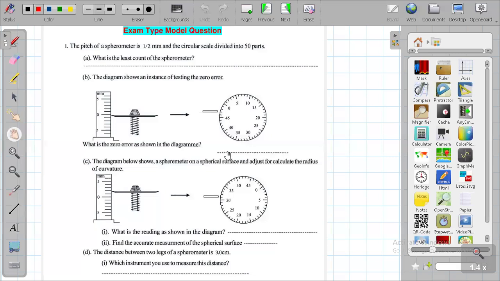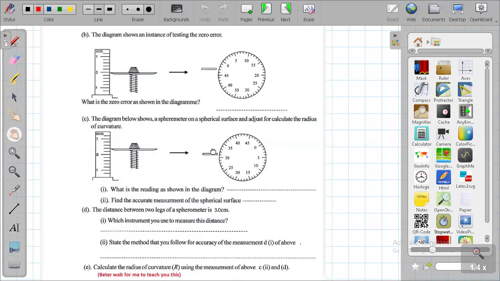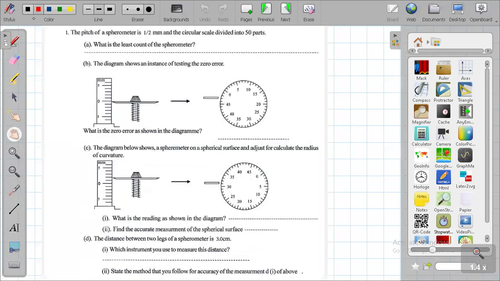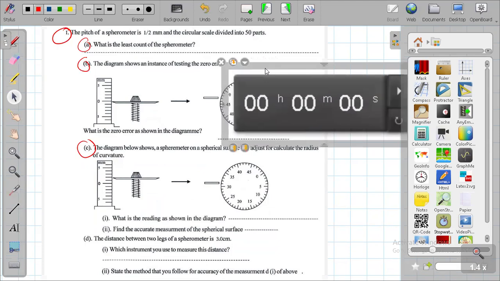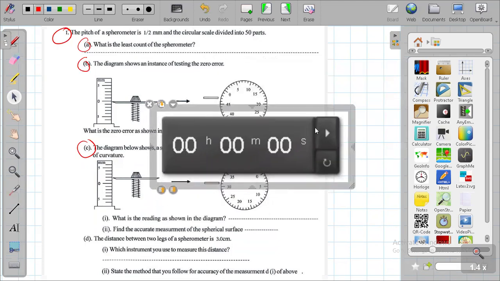Now, will you be able to do the first three parts of the question: one, A, B, and C only? I'll give you 5 minutes to do that. Open up your tute and do it. My time allocation is only 5 minutes. Let's start.